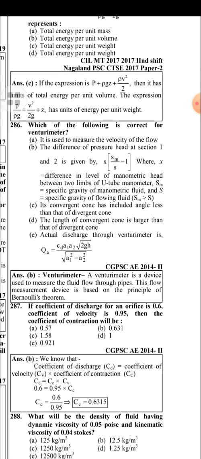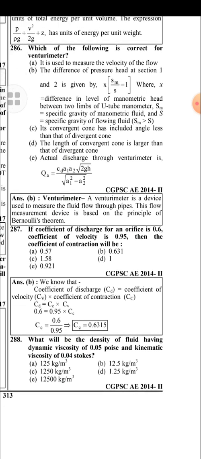If the coefficient of discharge of an orifice is 0.6 and coefficient of velocity is 0.95, then what is the coefficient of contraction? Cd is equal to Cc into Cv, that is, coefficient of discharge is equal to coefficient of velocity into coefficient of contraction. Here are the given values. Coefficient of discharge is 0.6, coefficient of velocity 0.95, so coefficient of contraction is 0.6315.